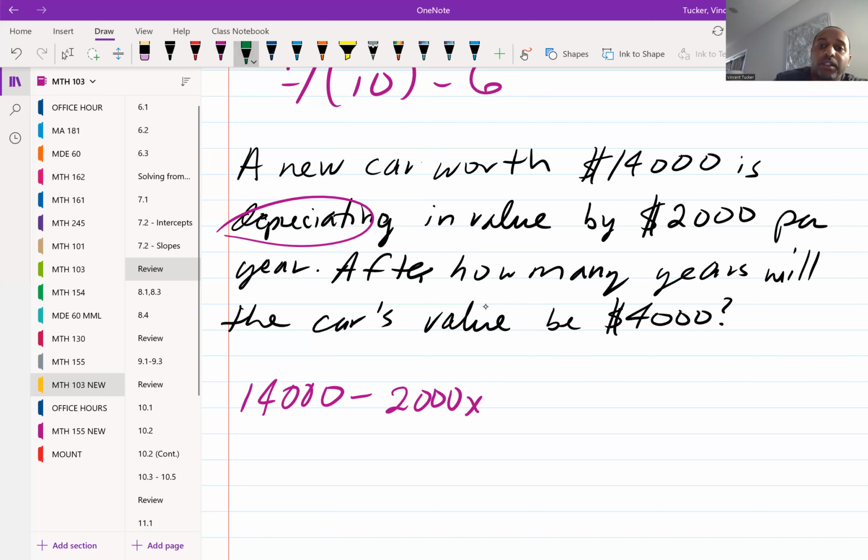We're going to let x represent the years that pass. So we have $14,000 minus 2,000 times x. So that means if 1 year passed, you're going to minus 2,000 one time. If 2 years pass, that means you minus 2,000 two times, 2,000 times 2, and so on. So we want to know, when will the car's value be $4,000? So we set it equal to 4,000.